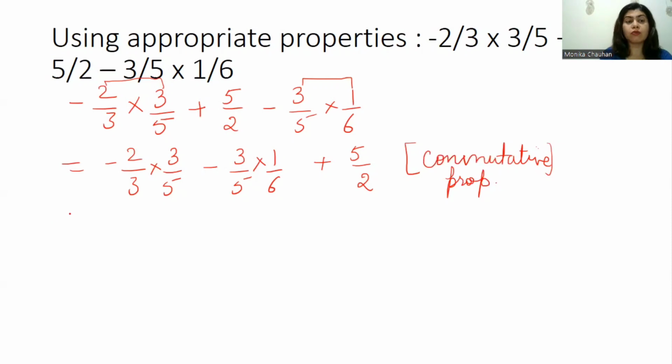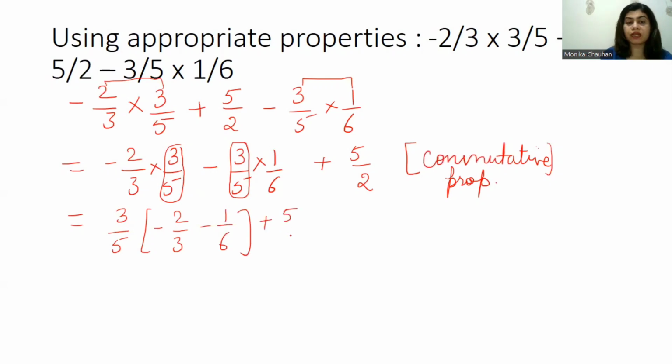Okay. Now, what do you see between these two terms? This 3 by 5 is common to both. So you will take 3 upon 5 as common. When you write 3 upon 5 as common, what are you left with inside? Minus 2 upon 3 minus 1 upon 6 plus 5 by 2. Now, how do we further simplify? The brackets first. In the bracket, you have fractions.